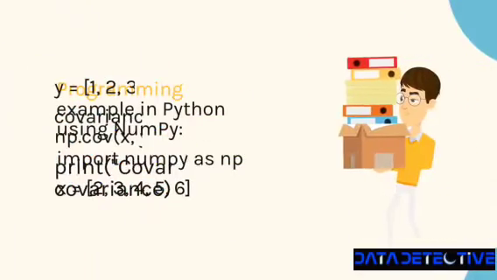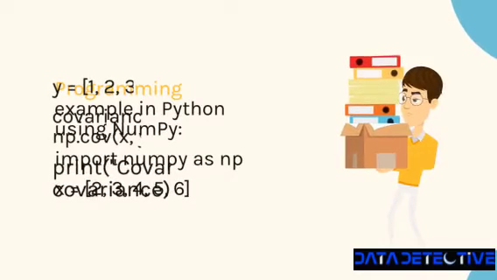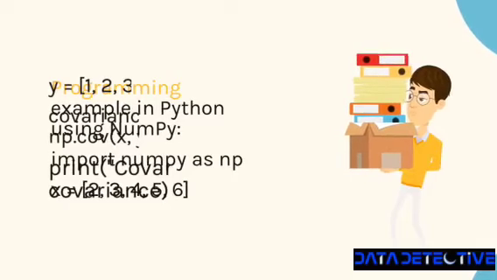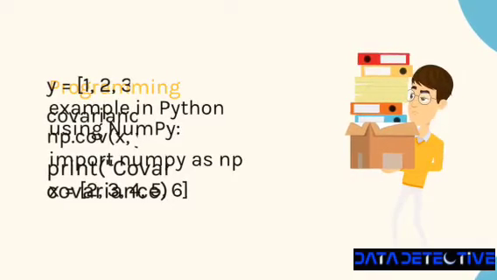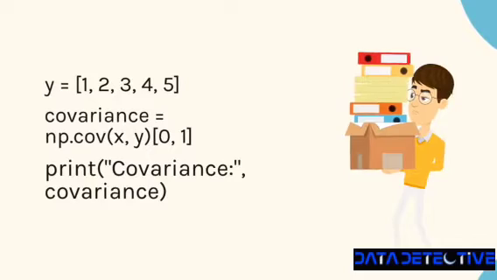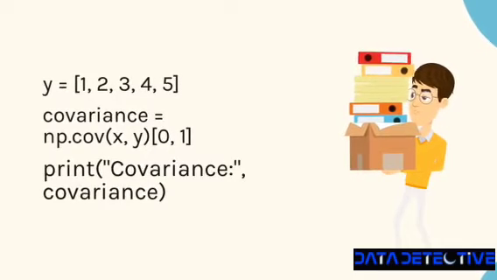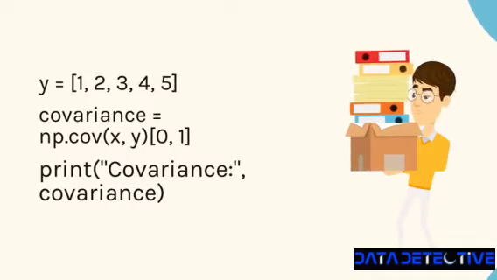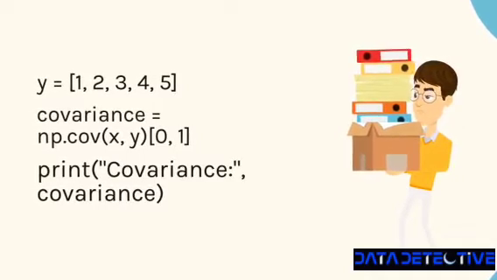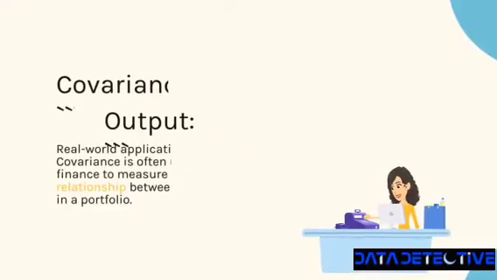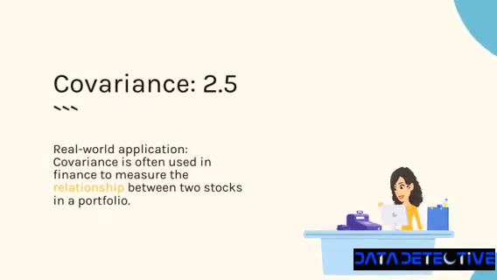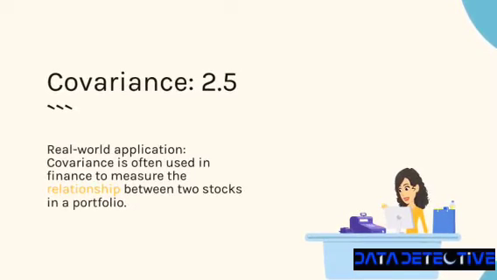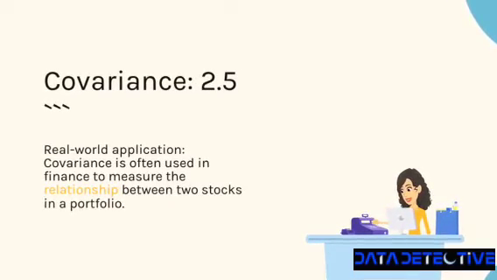Programming example in Python using NumPy. Import numpy as np. x equals 2, 3, 4, 5, 6. y equals 1, 2, 3, 4, 5. covariance equals np.cov(x, y)[0, 1]. print(covariance). Output: Covariance, 2.5. Real-world application. Covariance is often used in finance to measure the relationship between two stocks in a portfolio.